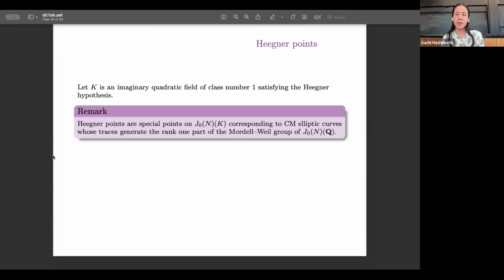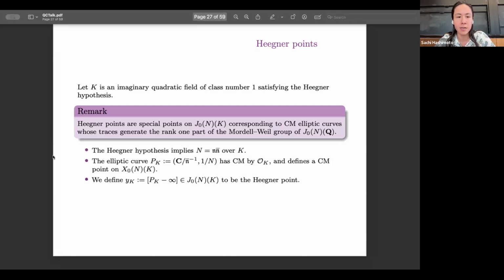To start, though, I'd like to say a little bit about Heegner points because they play a leading role in this story. Overarching, Heegner points are special points on J_0(N), corresponding to CM elliptic curves under the modular interpretation, and their traces generate the rank 1 part of the Mordell-Weil group of J_0(N). So they're really important and interesting.